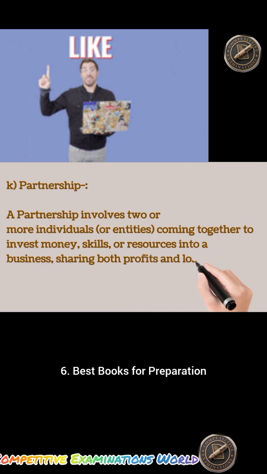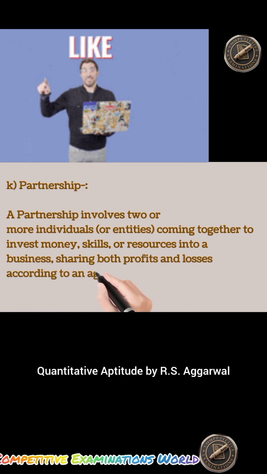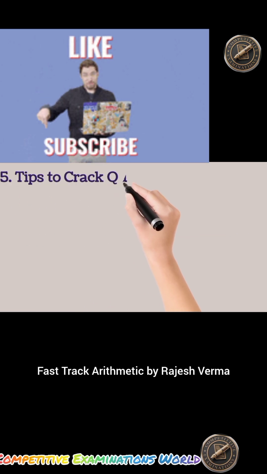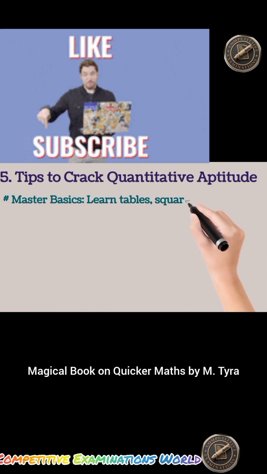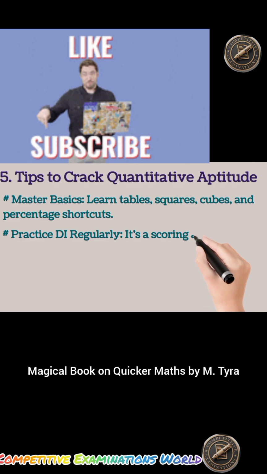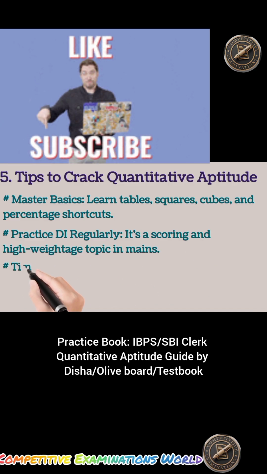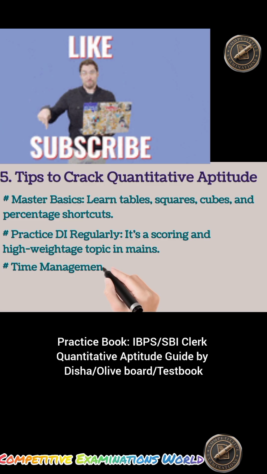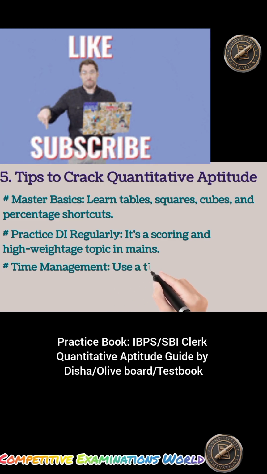6. Best books for preparation. Quantitative Aptitude by R.S. Aggarwal. Fast Track Arithmetic by Rajesh Verma. Magical Book on Quicker Maths by M. Tyra. Practice book, IBPS SBI Clerk Quantitative Aptitude Guide by Disha, Oliveboard test book.